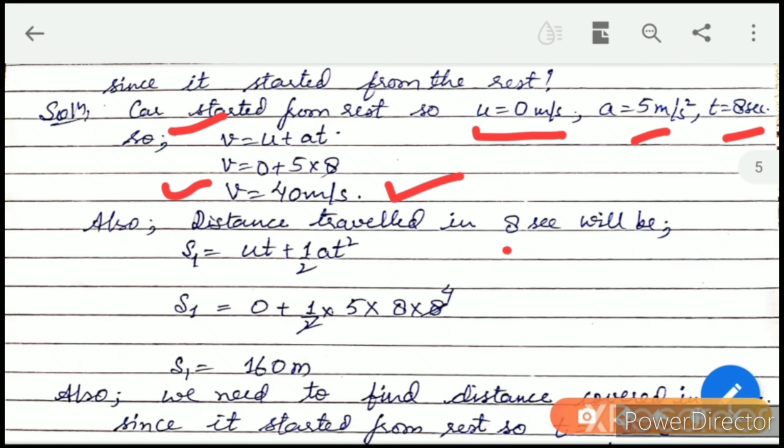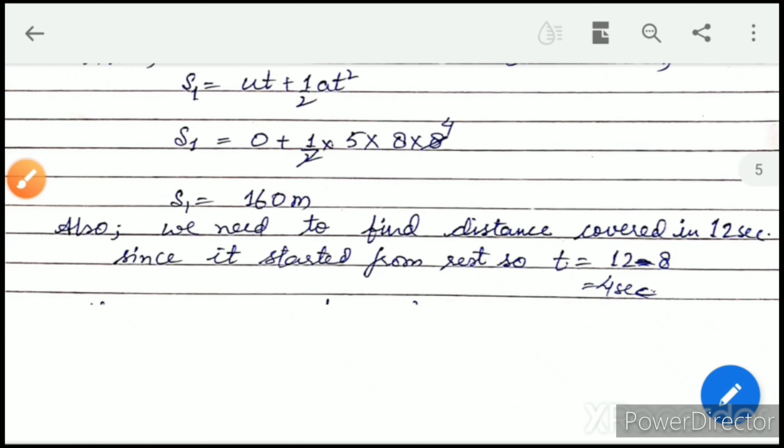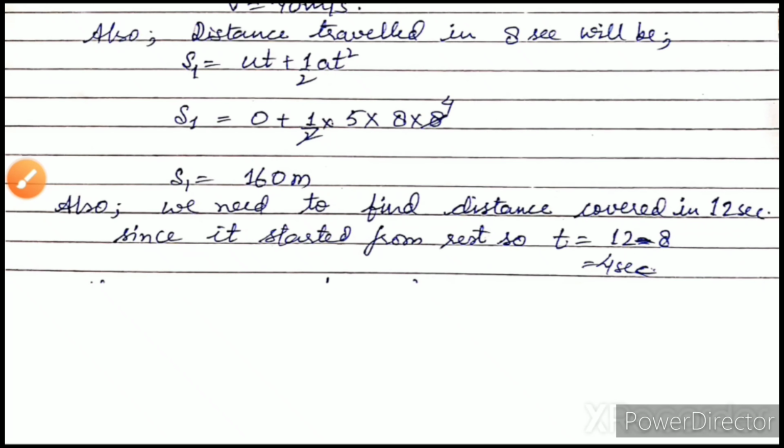Now distance travelled in 8 seconds will be, again first we will find for distance travelled in 8 seconds. We know that s is equal to ut plus half at square. Substitute the initial velocity as 0. No need to substitute the value of t, because anything multiplied by 0 is 0 itself. A is already 5, time is already 8. So from this we get the distance travelled as 160 meters.